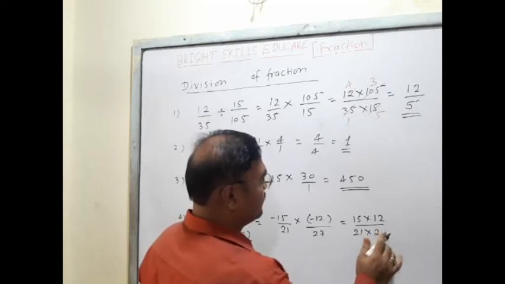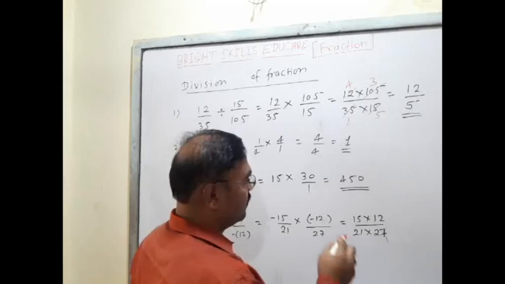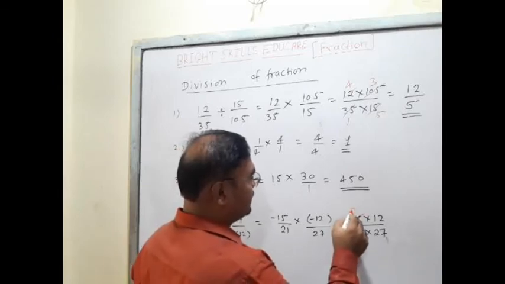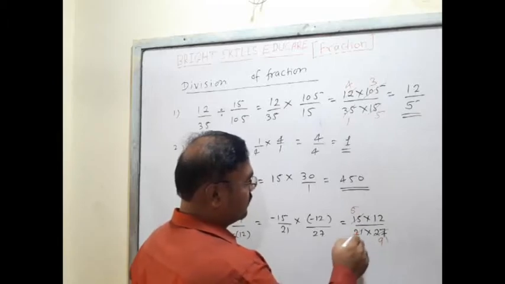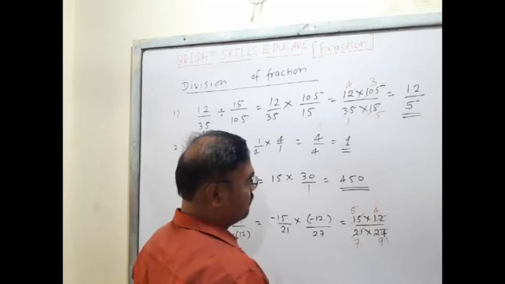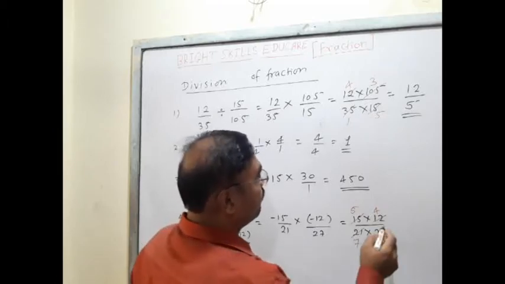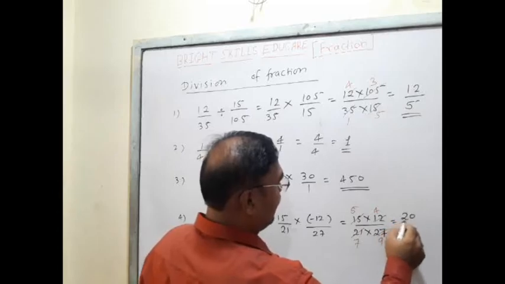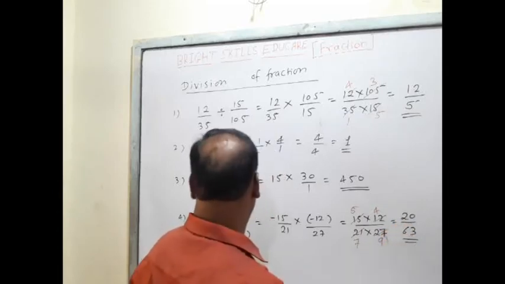Do the cancellation work. So here 3 5s are 15 and 3 9s are 27. 3 7s are 21, 3 4s are 12. So what is your final answer? 5 4s are 20 upon 7 9s are 63. This is your final answer.